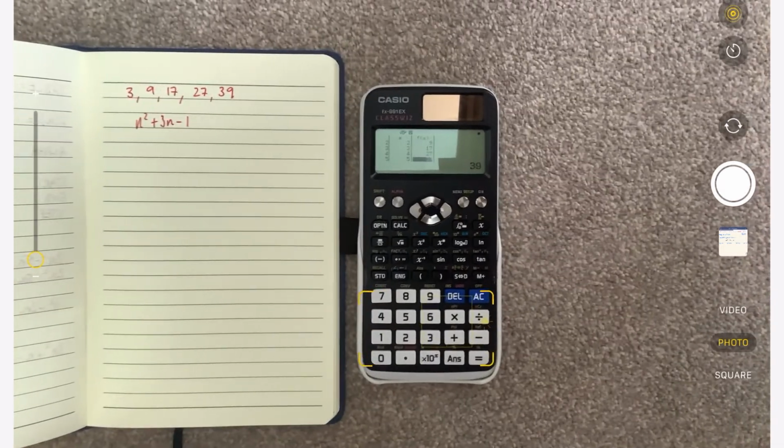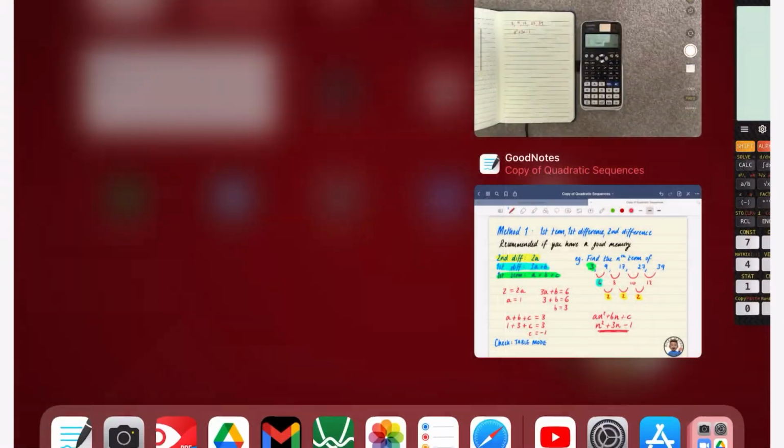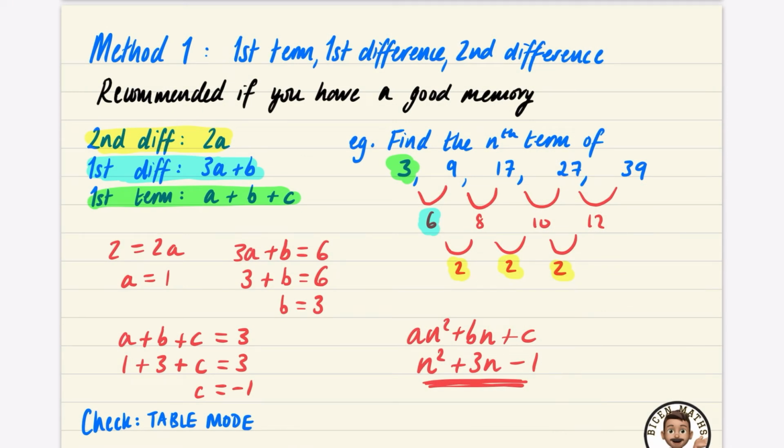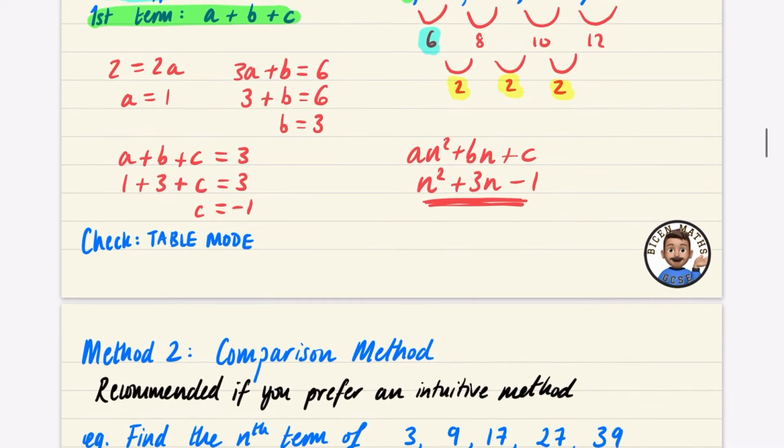That means we can now go back and try this. You can do this in the exam as well. This is definitely something you would be allowed to do. So we've checked it and we've definitely got that right.